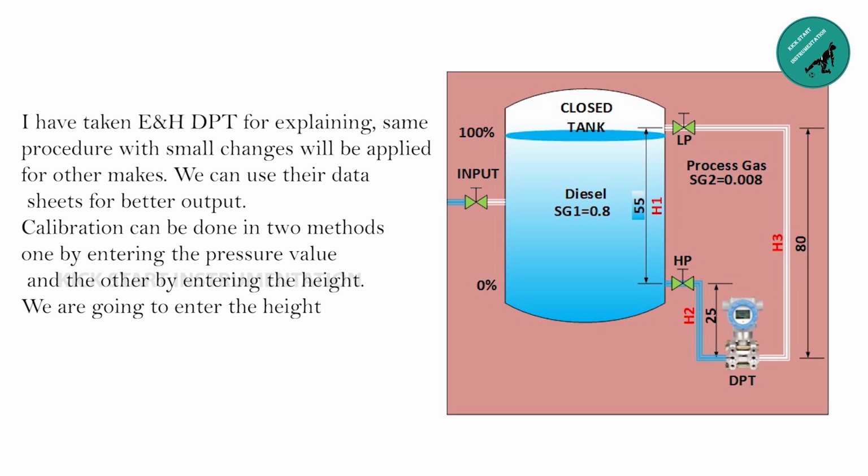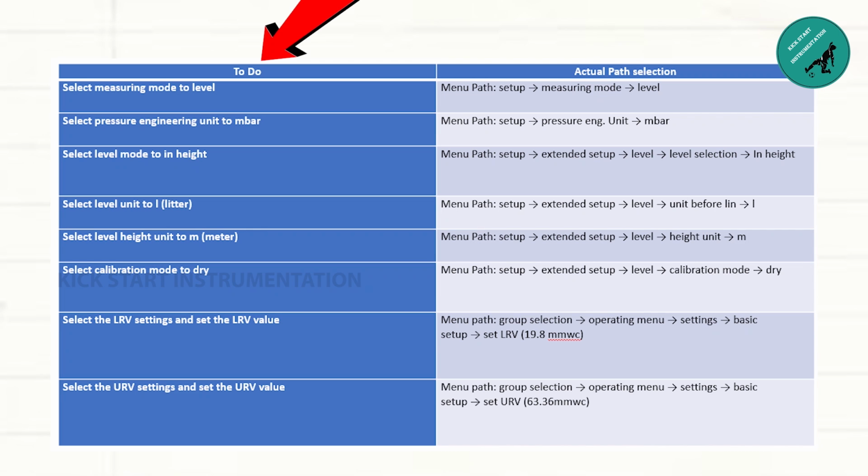I have taken E&H DPT for explaining. Same procedure with small changes will be applied for other makes. We can use their data sheets for better output. Calibration can be done in two methods, one by entering the pressure value and the other by entering the height. We are going to enter the height.